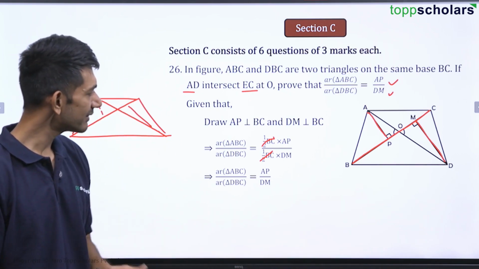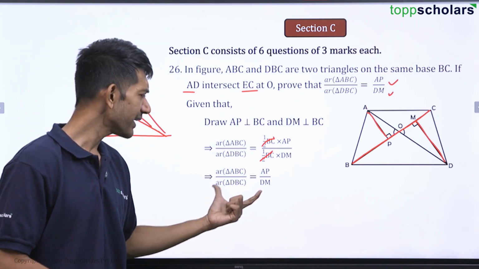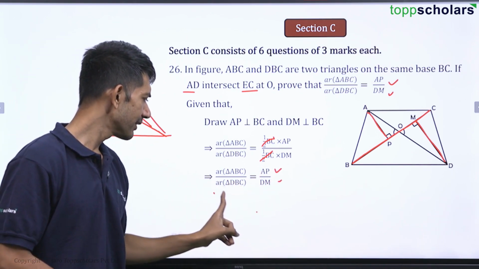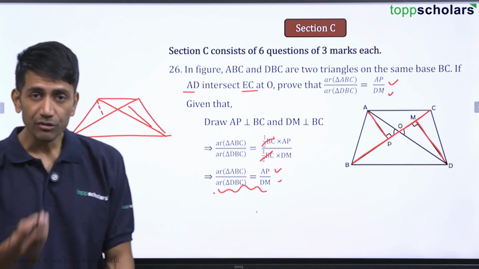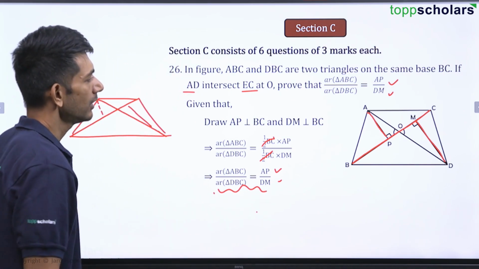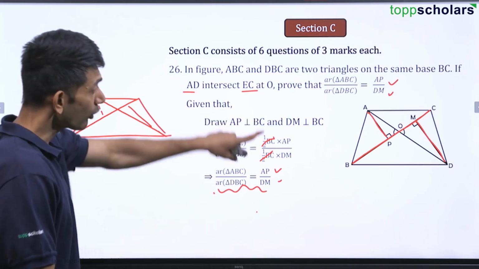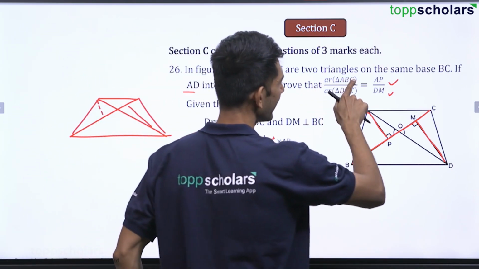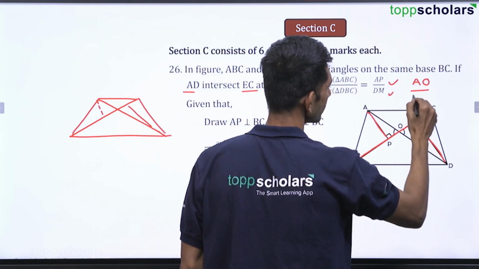There is nothing in this literally. All we needed to do is just find out the heights respectively and then take the ratio of their areas. The base is common, so definitely the base is going to get cancelled. Okay, after this, I'll modify the question for you. They can also ask you, prove that area of triangle ABC by area of triangle DBC is equal to AO by DO. They can ask you like this.